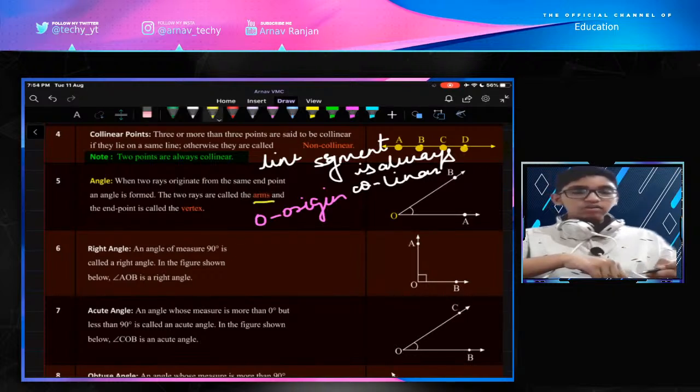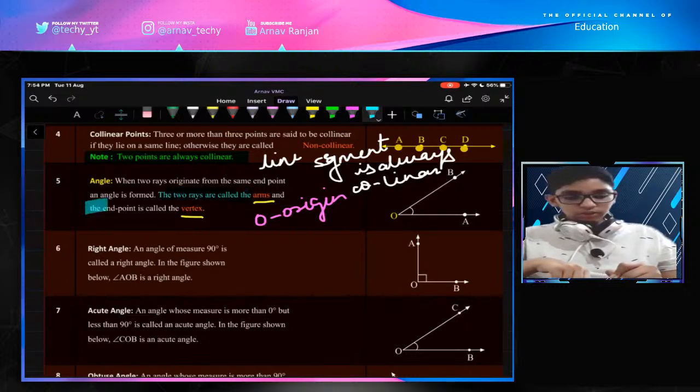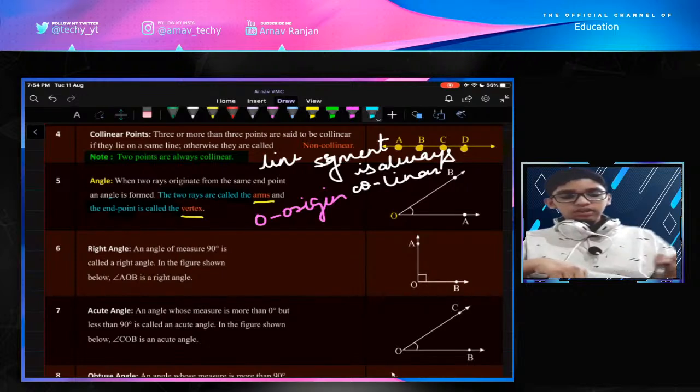The two rays are called arms, and the endpoint is called the vertex. Two rays are arms, the endpoint is the vertex.